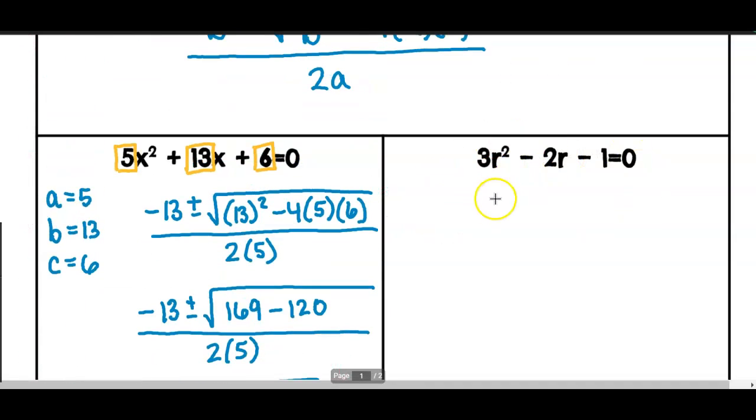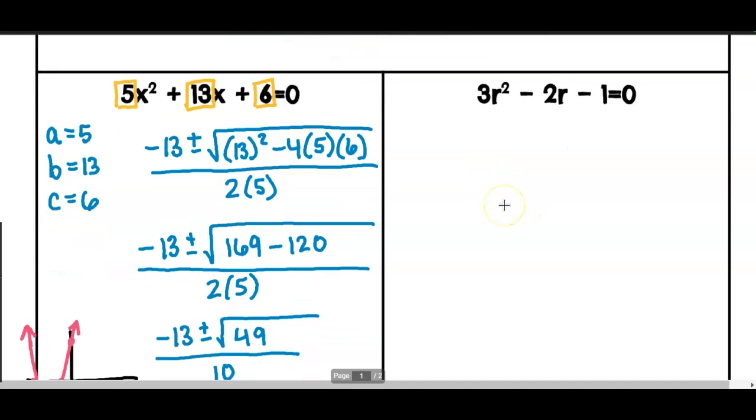All right, so go ahead and try this next one using the quadratic formula. And then I'm going to pause the video and you guys are going to answer it in the EdPuzzle, and then I will unpause it and show you the answer.